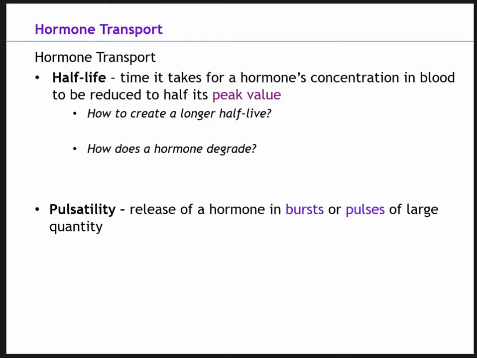All right, next, another term is called pulsatility. Pulsatility is the release of a hormone in bursts or pulses of large quantity. What is the benefit of pulsatility? Basically, it stimulates more effective hormone signaling, and it can amplify the effect of the hormone at the target cell, making the response greater over time. So again, it just amplifies the effect of the hormone, making it kind of more potent.